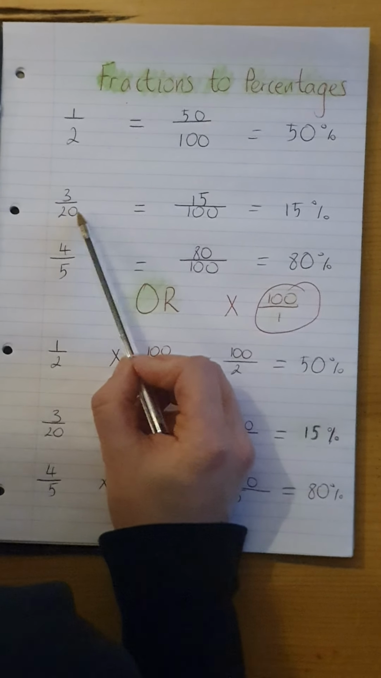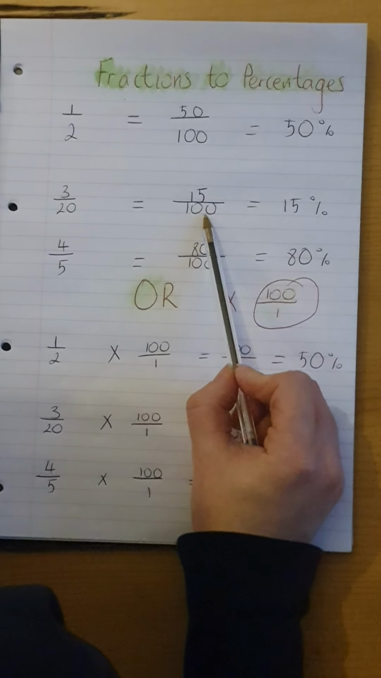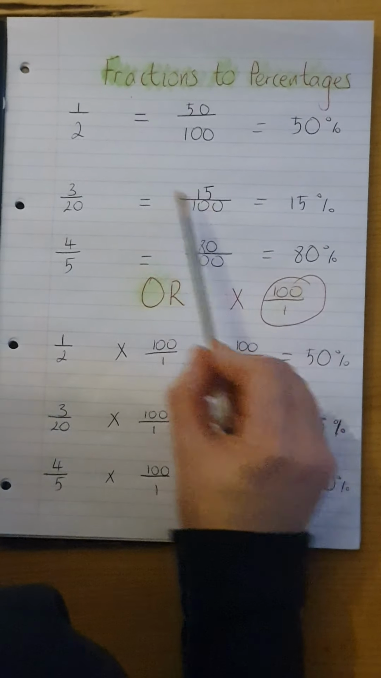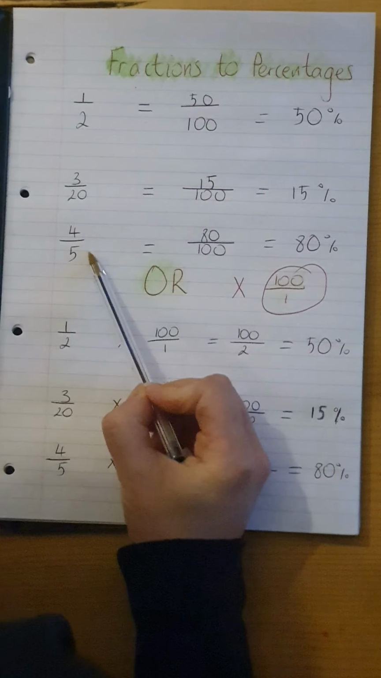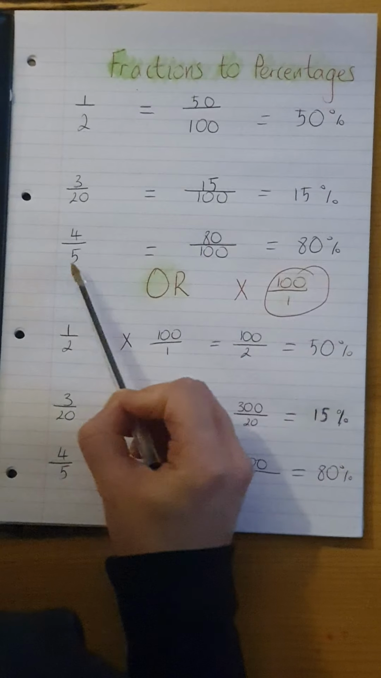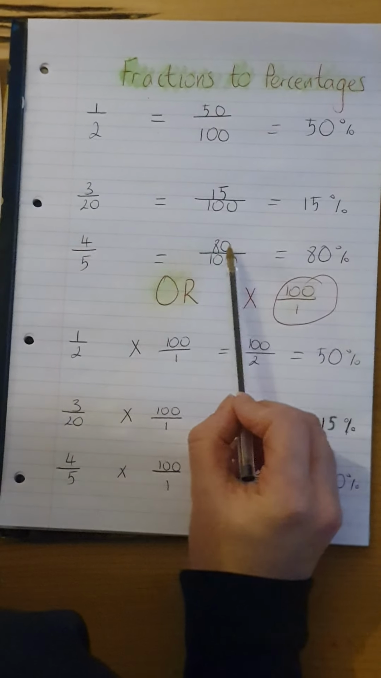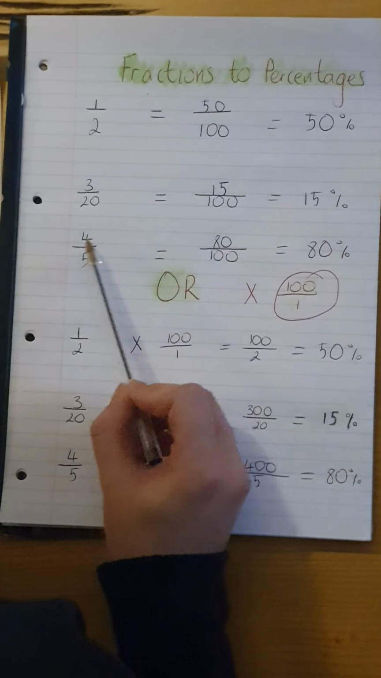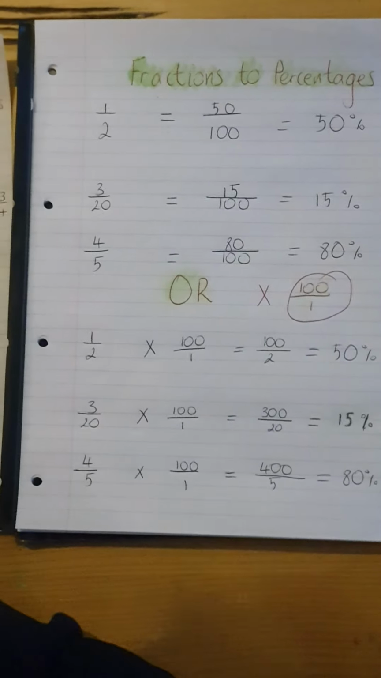3/20ths. Okay, so how many times does 20 go into a 100? It goes 5 times. 5 threes are 15. 15 out of 100 is 15%. 4/5. How many times does 5 go into 100? It goes 20 times. 20 multiplied by 4 is 80. So 80 out of 100 is the same as 4/5, and is the same as 80%.